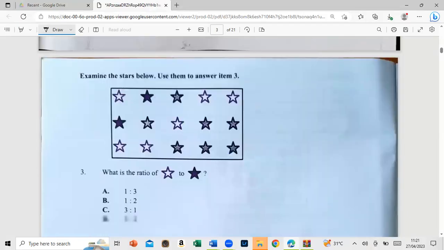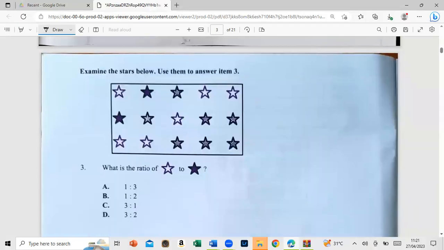Let's see what's happening. Examine the stars below. Use it to answer item 3. What is the ratio of this to this? So let's see, there are 2 types. Okay, so this, looking for the clear one. So we have 1, 2, 3, 4, 5, 6. So far I got 6 clear ones.